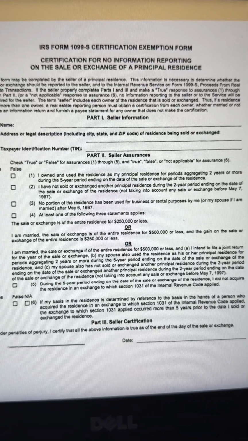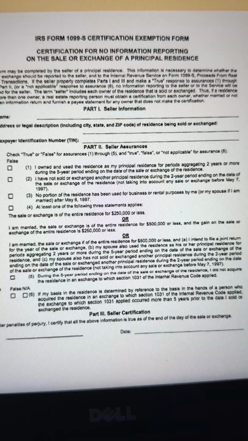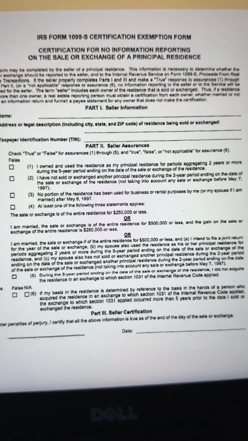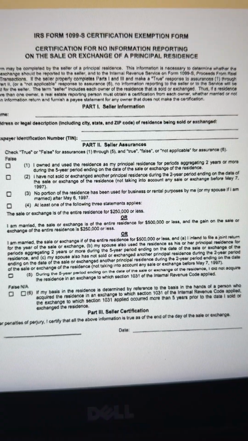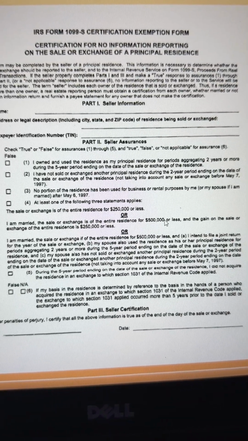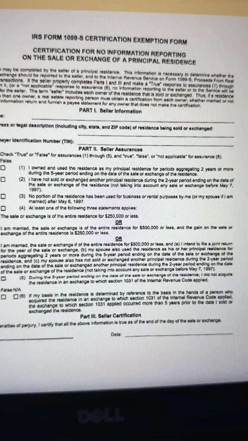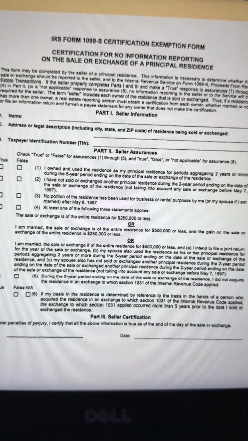An example of a false would be a single person selling a property for $255. So the first one's not true. They didn't sell it for $250. They sold it for $255, and they're not married. So the next 2 don't even matter. So none of those 3 are true. They're going to mark false.